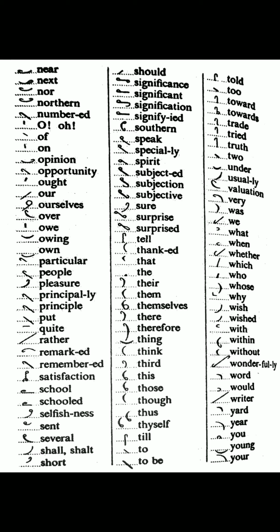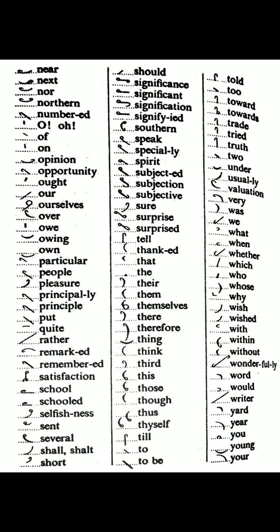Double form of it is used here for therefore. Ng on the line for thing. Id is used here on the line for think. Alternative form of third halved on the line is used here for third. The with S circle is used here for this. Same outline above the line for those.